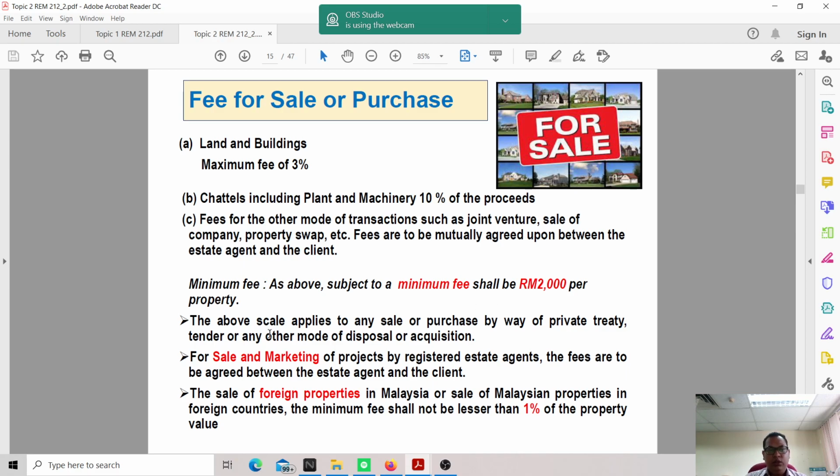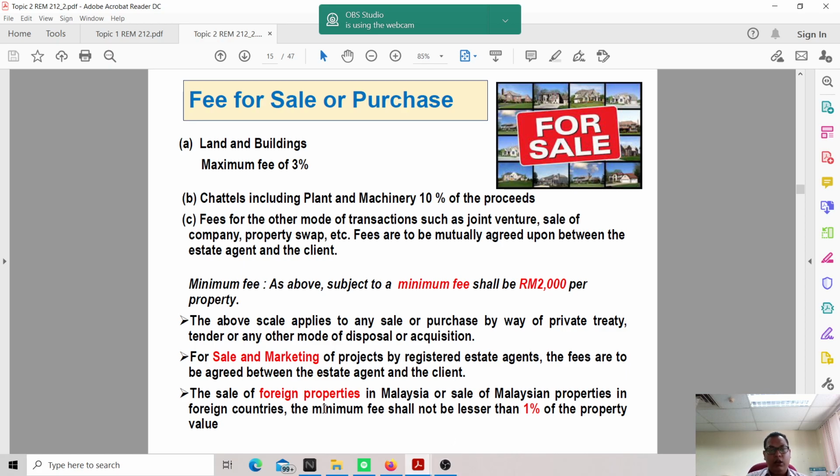Okay. So the above scale applies to any SMP by way of private treaty, tender, or any other mode of disposal or acquisition. Tender, auction, or whatsoever. For sale and marketing of a project by a registered estate agent, the fee is to be agreed between the estate agent and the client. Let's say you have a developer that appoints you to become an estate agent. So therefore, if the developer offered you 3%, then of course you as an estate agent must negotiate or even accept the fee that is being offered.